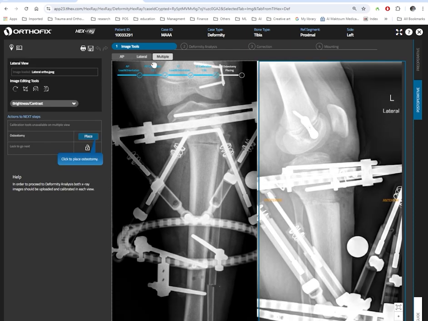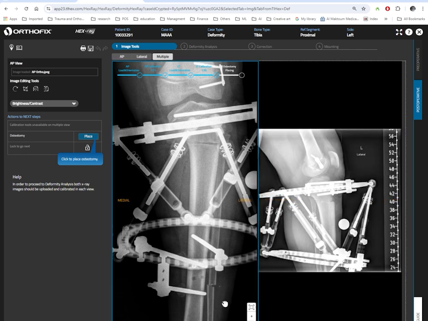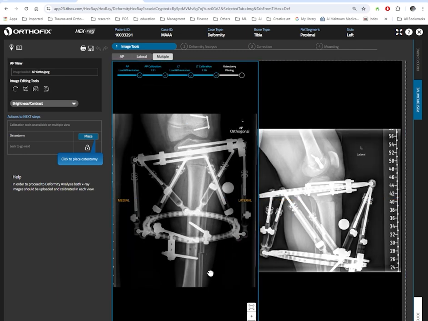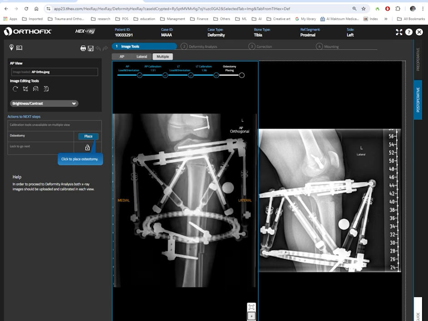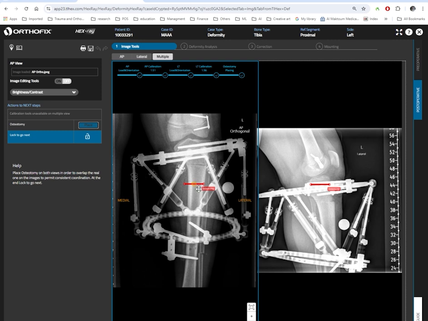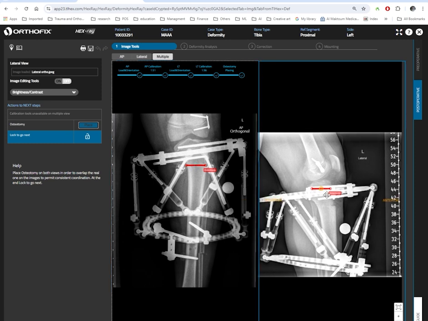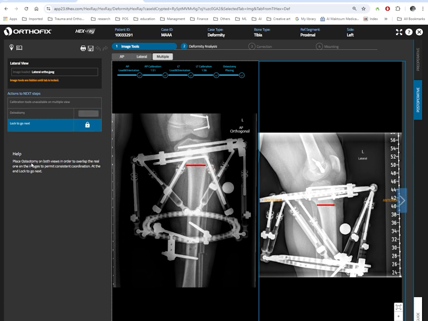You have the two images now, the multiple images. I'm going to just make them smaller so that I can see them better. There are a lot of features in this software. You can explore them. In this step, it will ask me to place the osteotomy. If you click on place, this red line, you should place it on the osteotomy. That's here, and that's here. Try to fit it as well as possible to your osteotomy. I'm happy with this, then I will lock it.